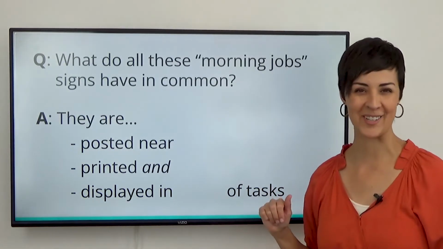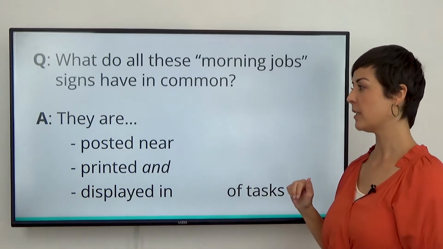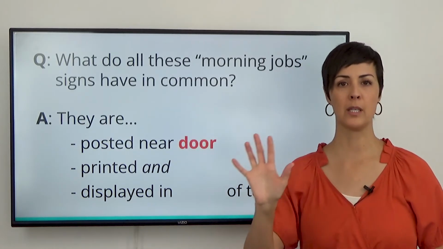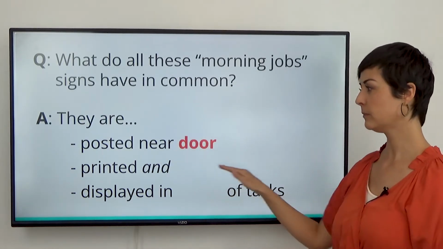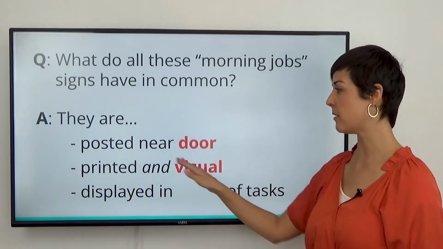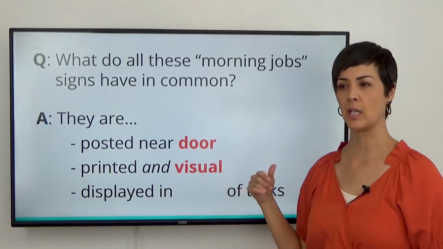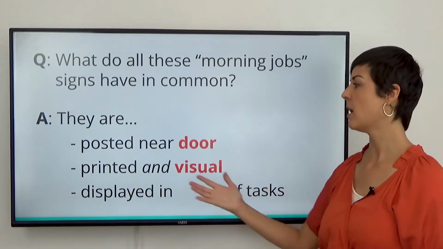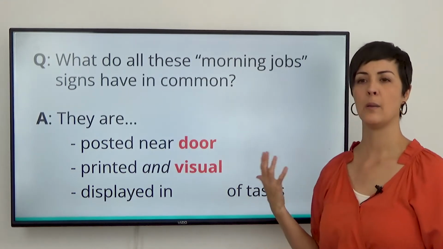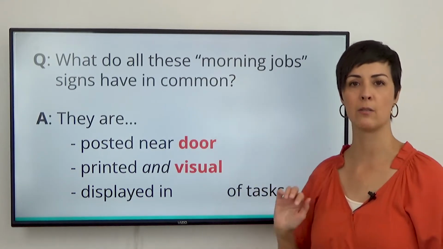And here's what I noticed, ready? All of these signs are posted near the door. They're posted in a place where kids will immediately see them when they walk in. Next, which is so important, I think, is that they're printed and visual. And I would do this even in the upper grades, even up to 5th, 6th grade. I would make sure I had a visual prompt as well as the print because it makes it more likely that kids will look at it, right?